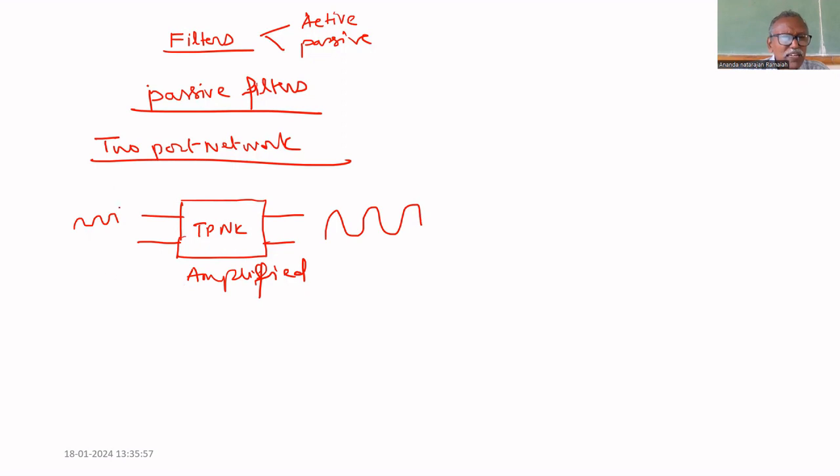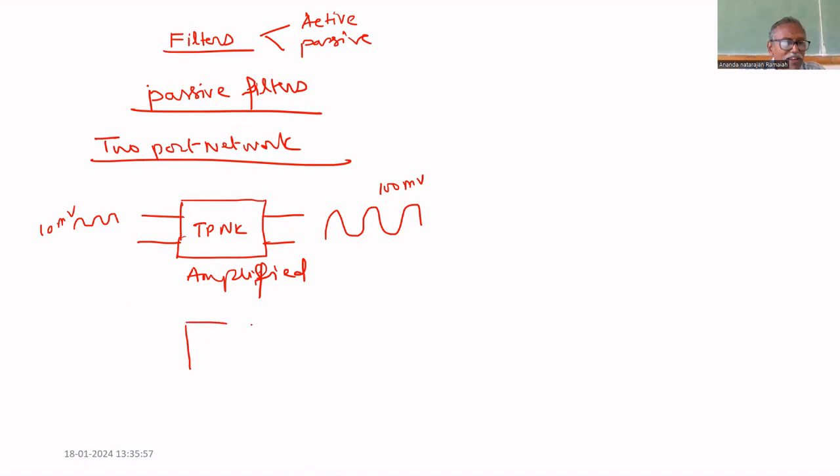Its amplitude is increased. Here it may be 10 millivolt, and here it may be 100 millivolt. 10 times amplified. Then it is called an amplifier.